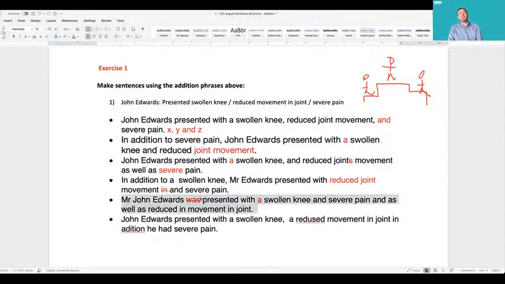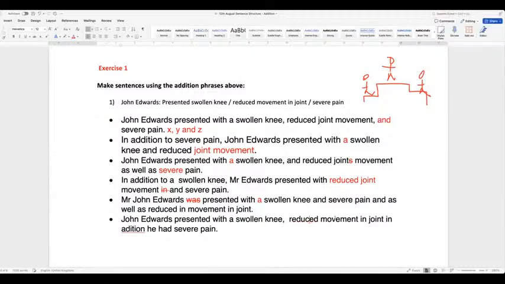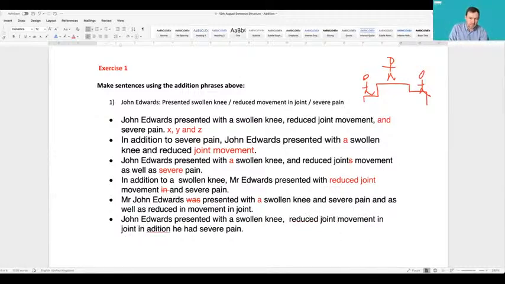Okay, so we've got problems there. We've got a number of problems there we're going to have a look at in a minute. John Edwards presented with a swollen knee, reduced movement. Well, that's an uncountable, so you wouldn't say a, and reduced is with a C. Reduced movement, well, again, you'd put joint movement. In addition, okay, so again, we've got some problems there as well.